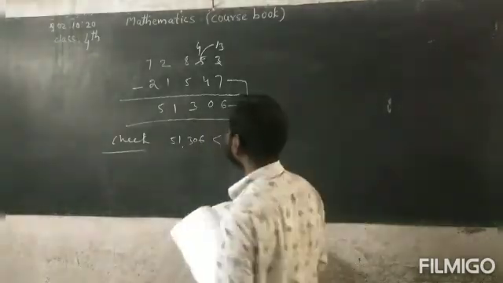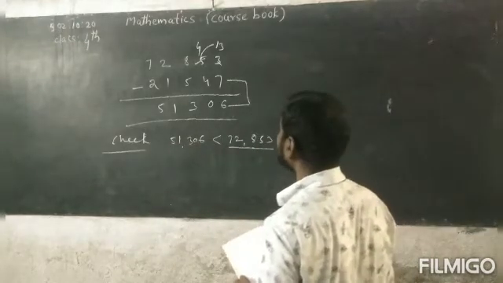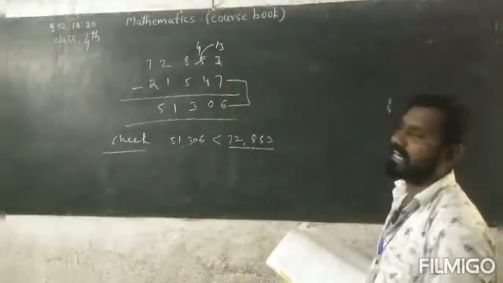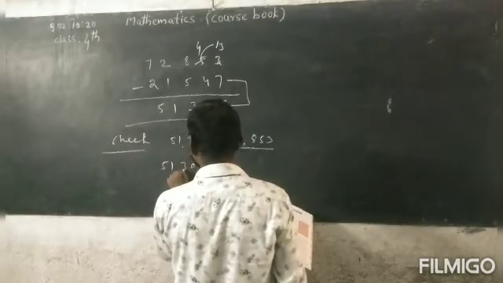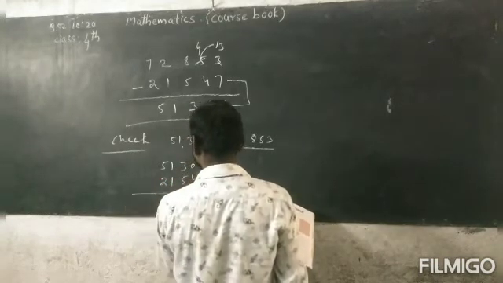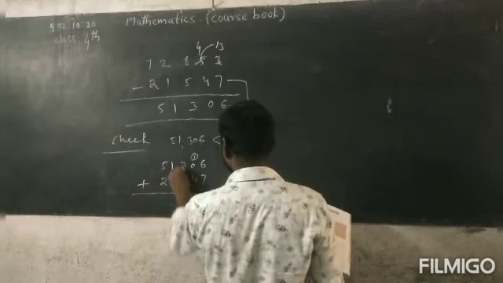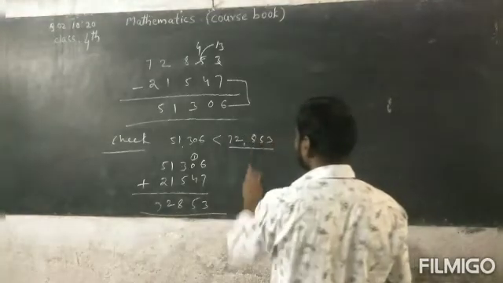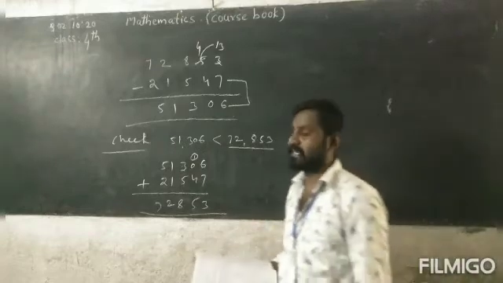See here, the sum of 51,306 and 21,547 should be equal to 72,853. See, check it. 51,306 and 21,547. See here, 6 plus 7, 13, 3 taking, 1 carrying, 1 plus 4, 5, 3 plus 5, 8, 1 plus 1, 2, 5 plus 2, 7. So you can get equal. Okay, so the answer is correct.